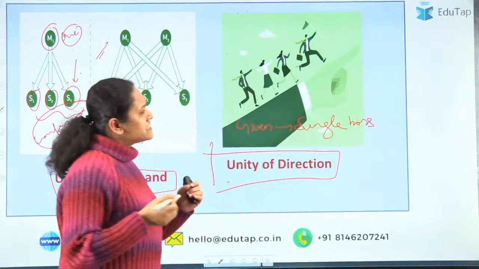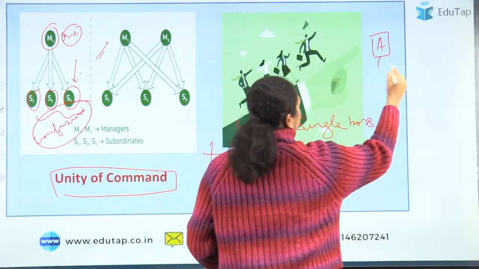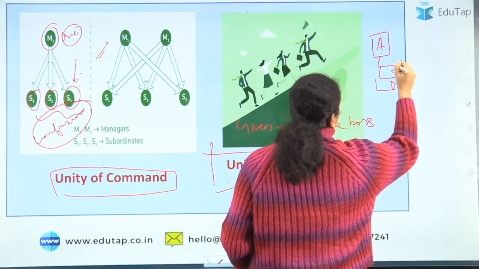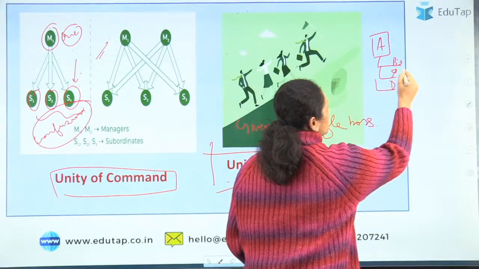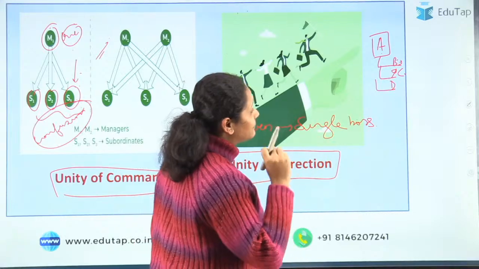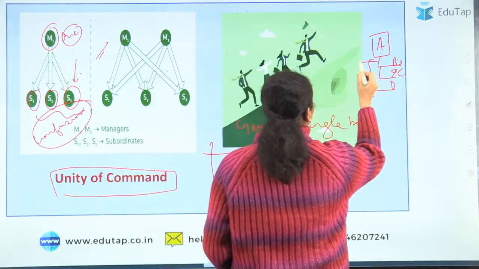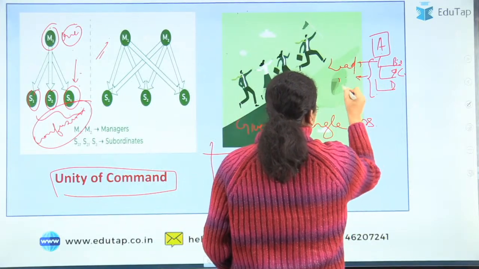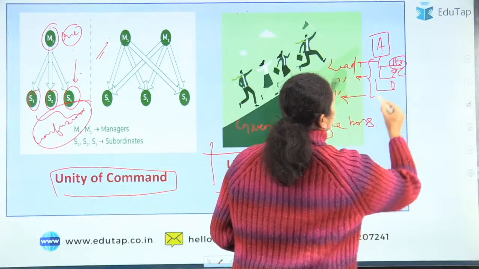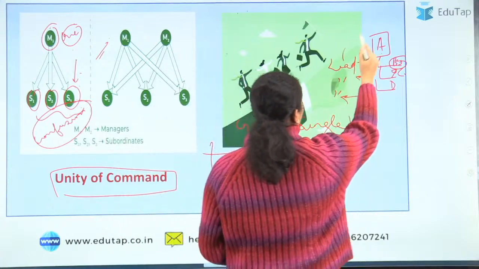Understand this in this way. Let's say there is an organization A, and in this organization there are 3 departments, B, C and D. Now, according to unity of direction, these 3 departments should be individually managed by a lead, which means there should be a separate lead for each of these departments. Each department must have a common goal, so all the process and planning should be carried out by this leader.